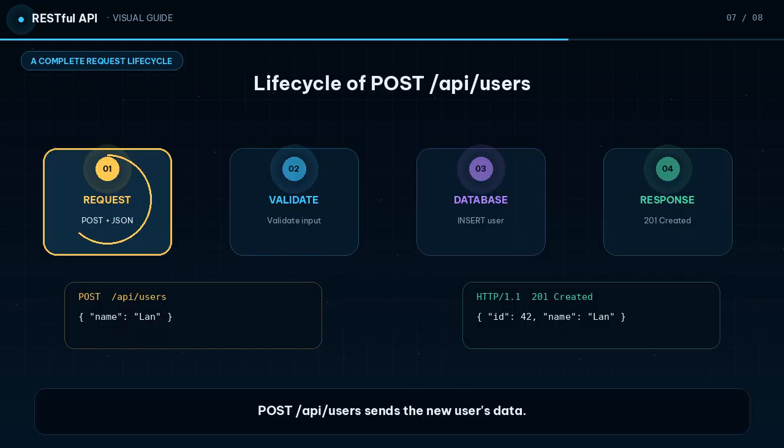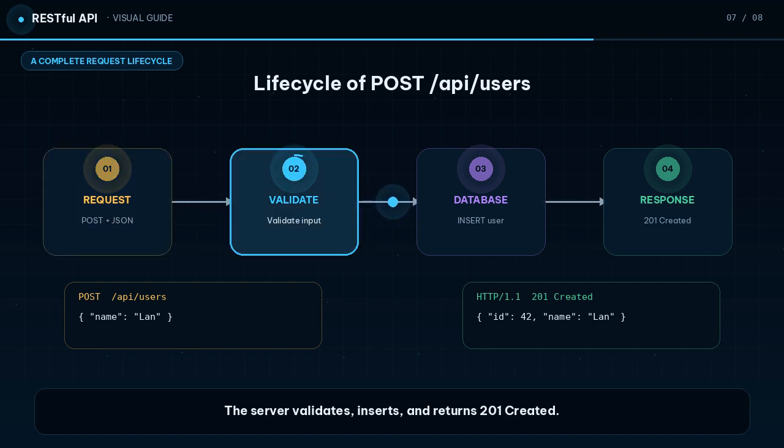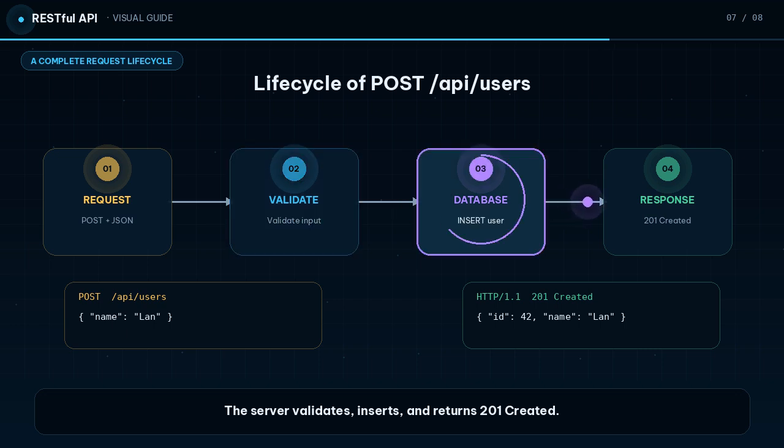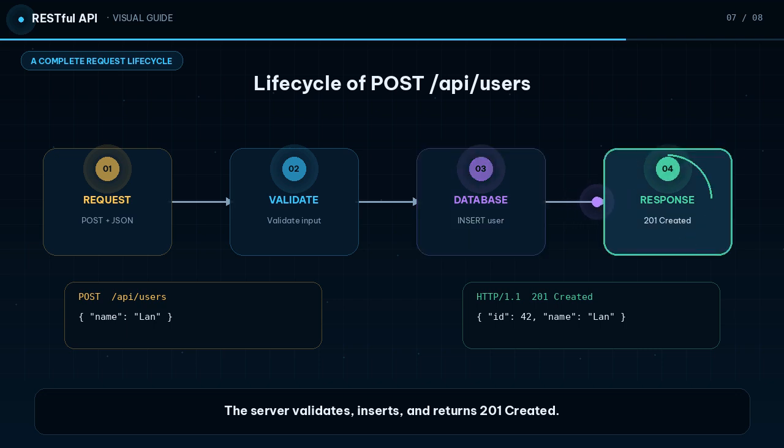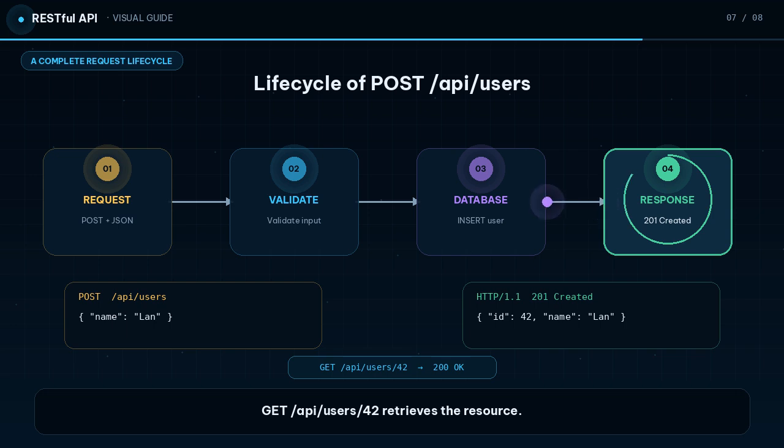Let's follow one complete trip. The client sends POST to /api/users with Leon's data. The server validates the input, inserts a new record into the database, and returns 201 Created with JSON containing the new ID. After that, GET /api/users/42 can retrieve the resource we just created.